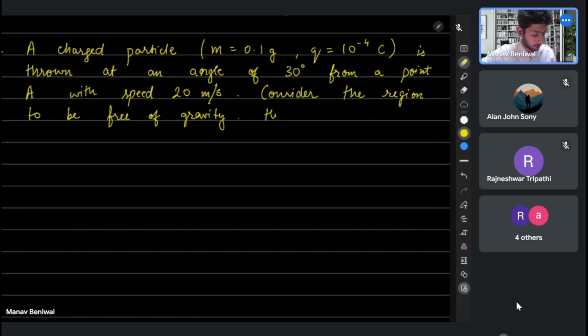However, a uniform electric field of 10 volts per meter is acting downwards.